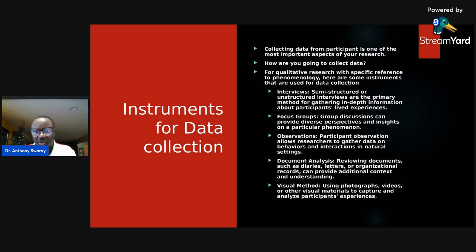And then the observations: participant observation allows researchers to gather data on behaviors and interactions in the natural setting. Document analysis: you review documents like diaries, letters, organizational records, and all of these can give you additional context and understanding for the research. And then visual methods, using photographs, videos, or other visual materials to capture and analyze the participants' experiences.